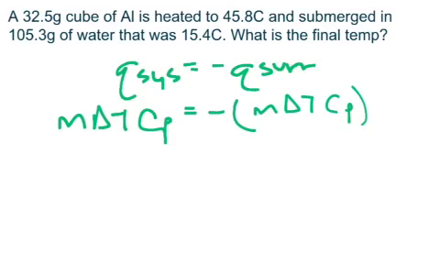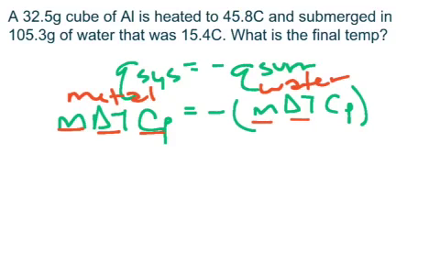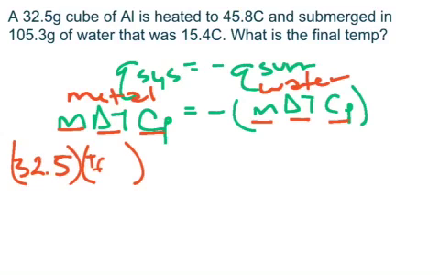So if we decide that we want the system to be the metal and the surroundings to be the water, we need to plug in the mass, the change in temperature of the metal, and the specific heat of that metal. And on this side, plug in the mass, the change in temperature, and the specific heat of water. So we've got 32.5. The change in temperature, it's asking for TF, so we don't know what the final temperature is. The metal began at 45.8, and the specific heat of aluminum is 0.903.